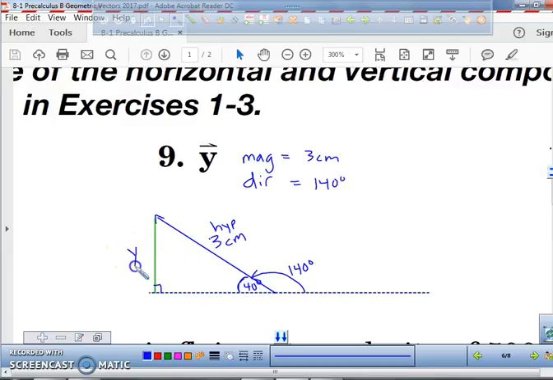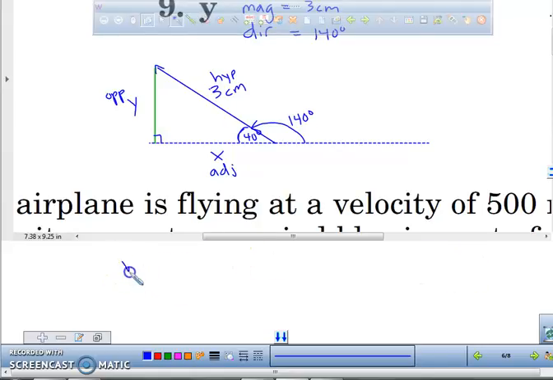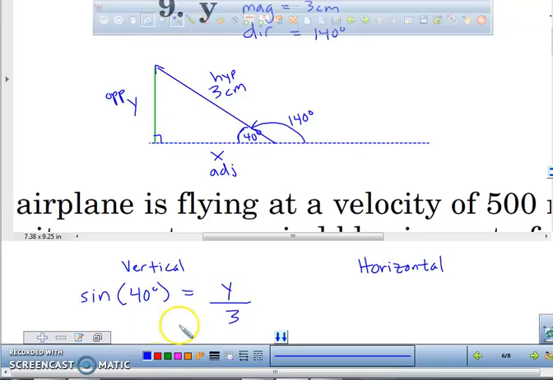This is your y value. That represents your vertical component. This is your x value. That represents your horizontal component. All right? This is your opposite side. This is your adjacent side. So what I'm going to do right now is I'm simply going to write vertical and horizontal. And I'm going to solve for them separately. Your vertical is once again going to be the sine of 40 degrees equals y over 3. This one's going to be the cosine of 40 degrees equals x over 3.